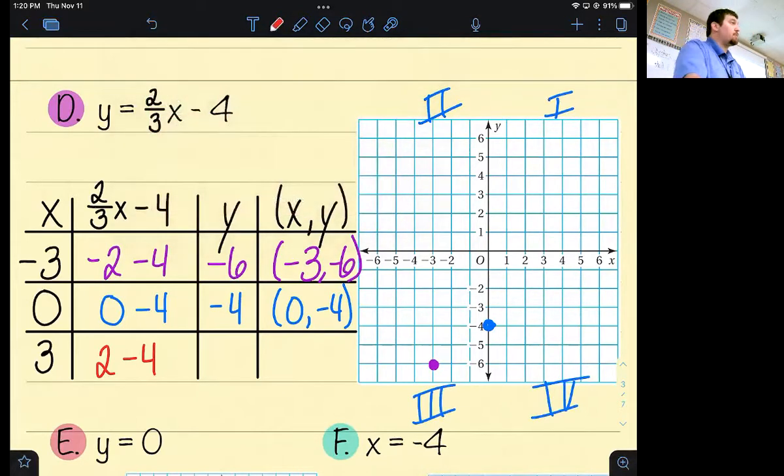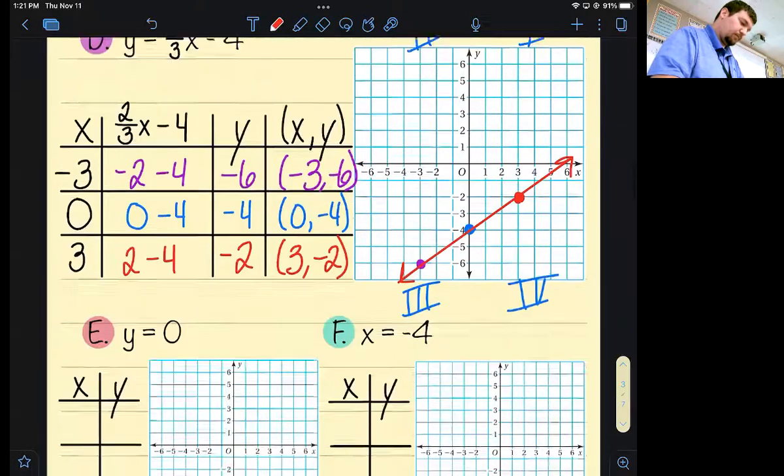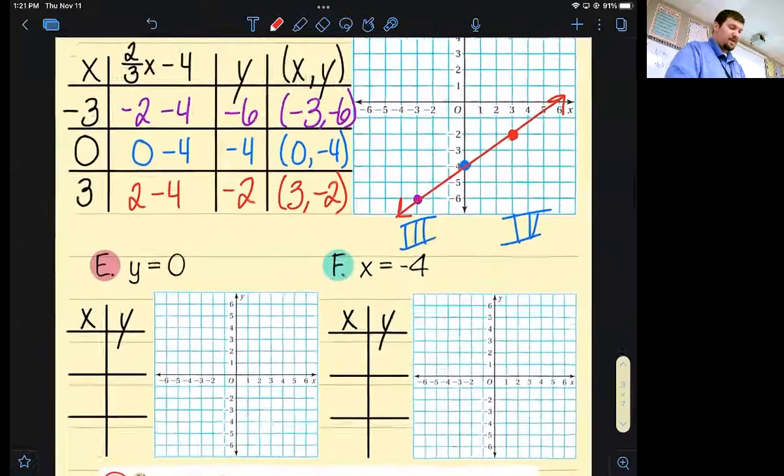And then when we plug in 3, 2/3 of 3 is 2. 2 minus 4 is -2. So plug in 3 for x, you'll get -2 for y. And so 3, -2 is right there. And those points all line up as we thought they should, because this is linear. And then don't forget to actually graph the line that goes through those points. That does not look right. All right.